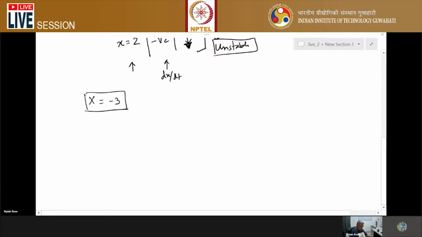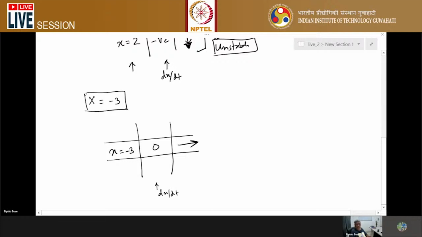I will do the same test again. x equal to minus 3. Here I should have dx/dt. dx/dt will be 0, horizontal arrow. Now take a value which is bigger than minus 3 and place that on the upper row. Now it is in minus, right? Remember, I have to put something bigger than minus 3, so let's put minus 2.